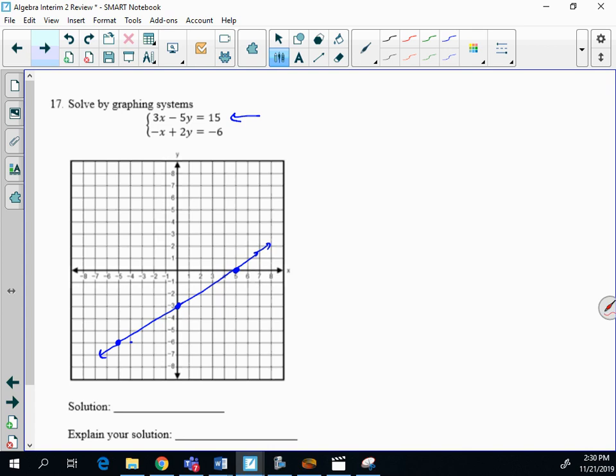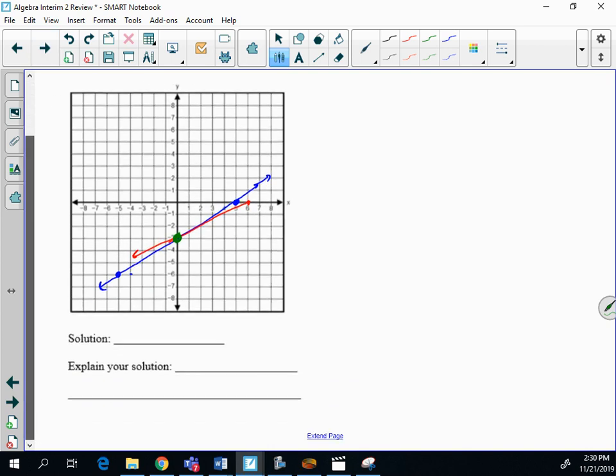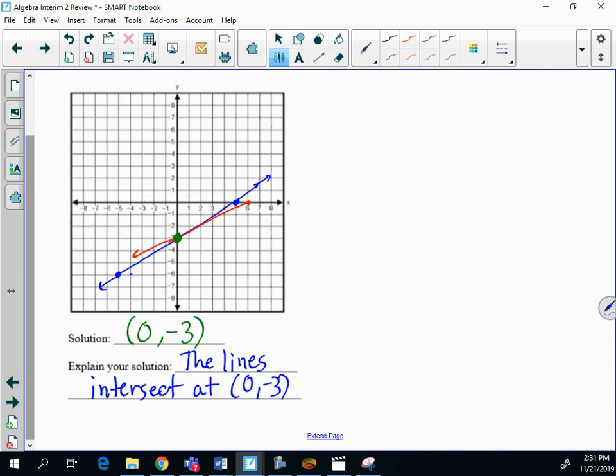My other line has an x-intercept of 6 and a y-intercept also of -3. So guess what? Because they share the same intercept, that's where their intersection is. So right here is where they meet, and their solution is at 0, -3. And then our explanation would be the lines intersect at 0, -3. You could say, therefore, that is the solution.